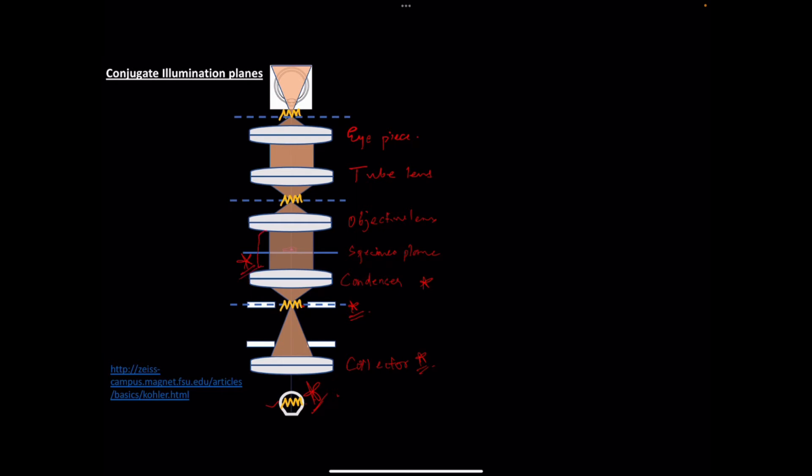Now after that, the next conjugate plane which will be formed is going to be in between the objective lens and the tube lens. And in between the objective lens and the tube lens, it will be exactly at the back focal plane of the tube lens.